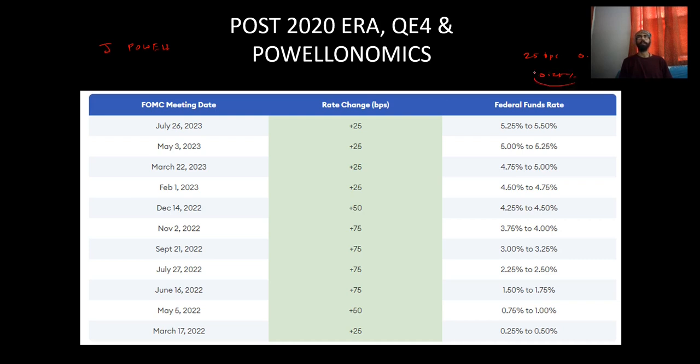0.25% of interest rate, right? 25 BPS basically means 0.25%, 0.5%, 0.75%, then again 0.5%, 0.25%. Like this, the interest rates were increased. Let me take you to the exact charts now.